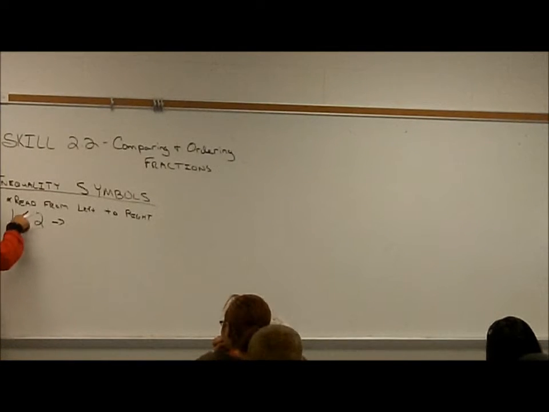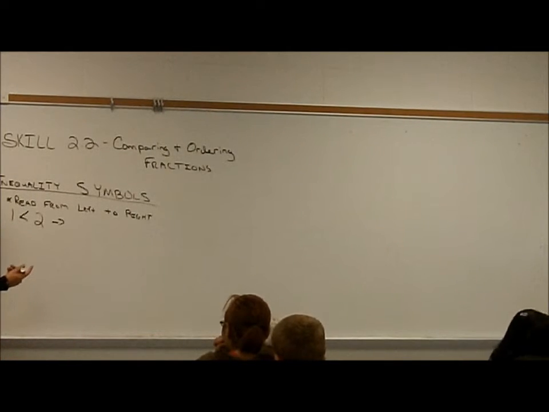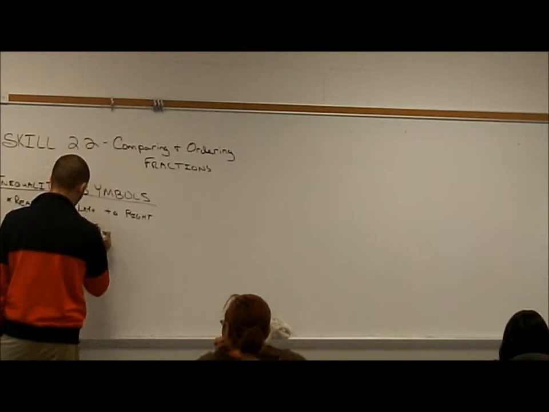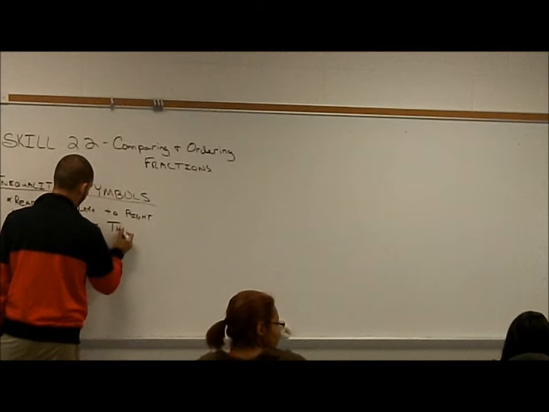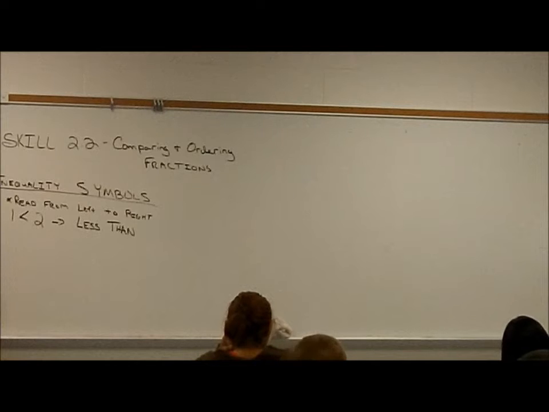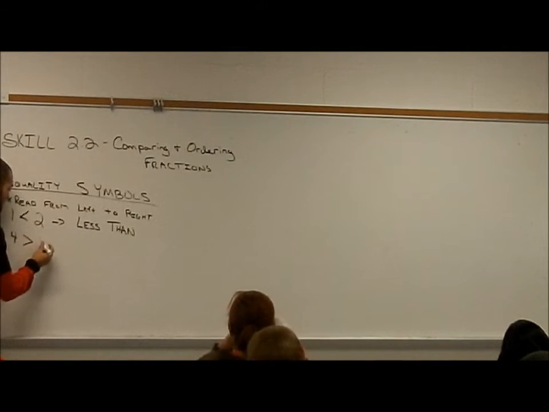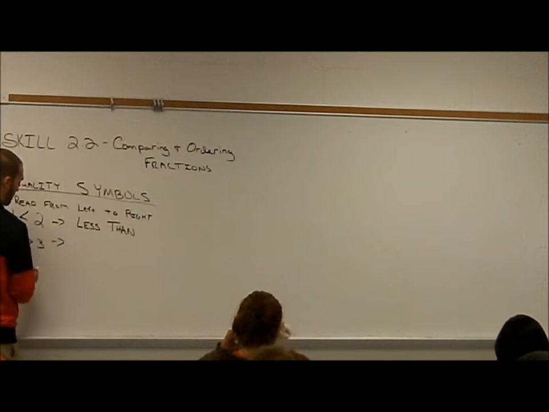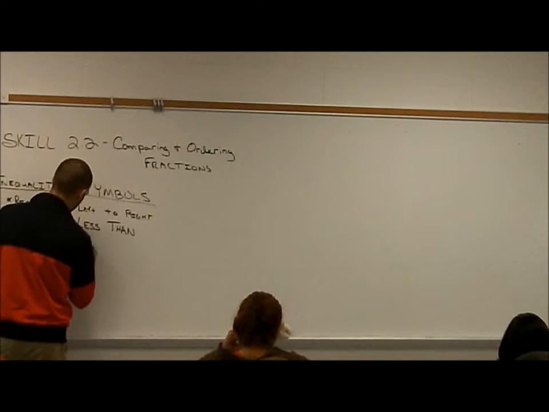So anytime the arrow is pointing to the left, it says what? Easton? Less than. Okay? Good. What about this guy? What does this mean when you read it from left to right? 4 is greater than 3. So when it points to the right, it means greater than.